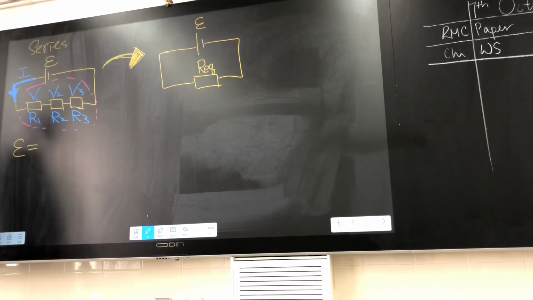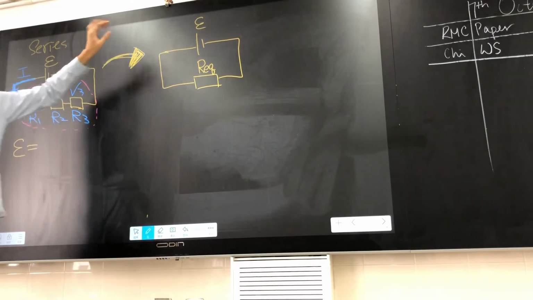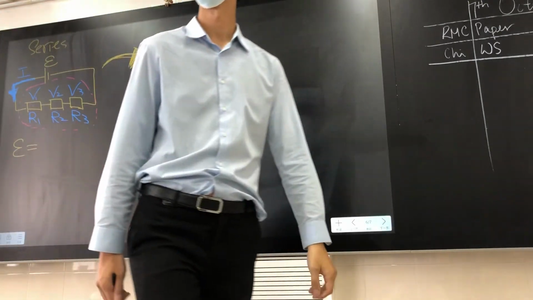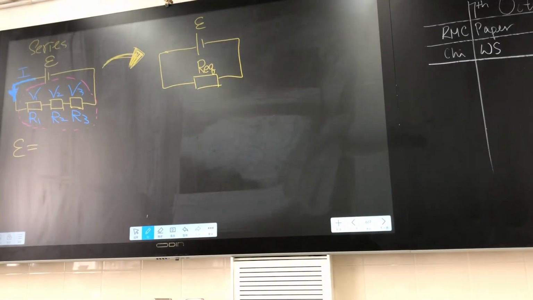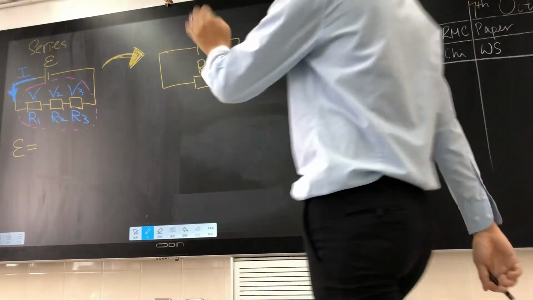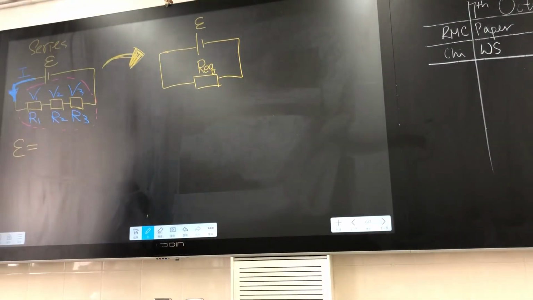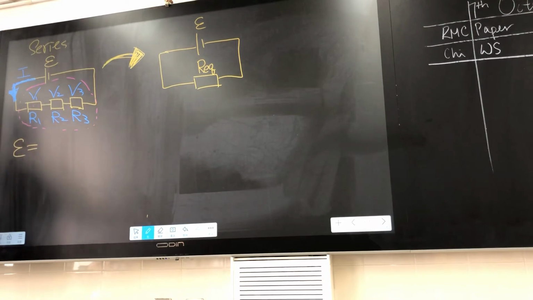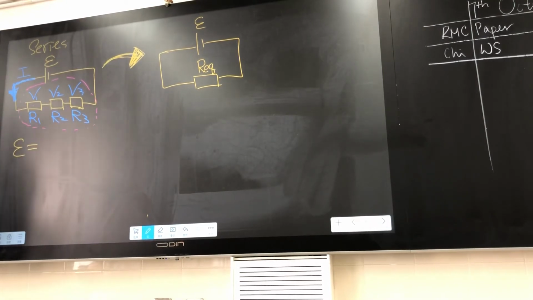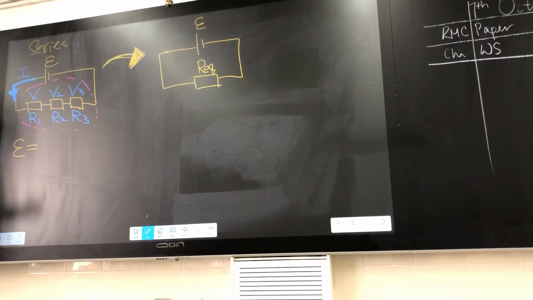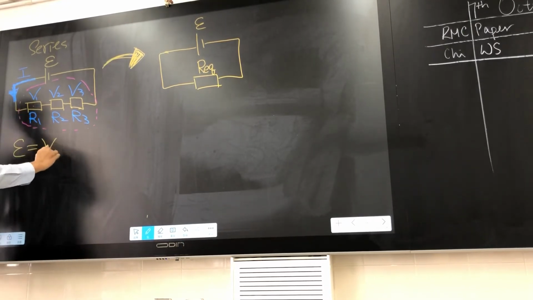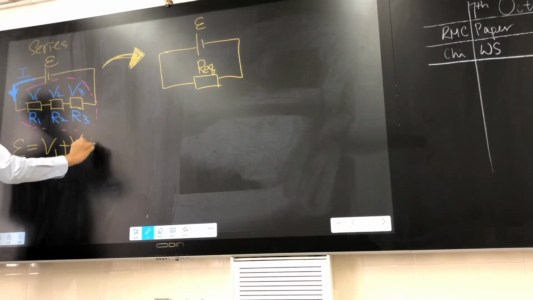We have three resistors, and we want to replace these three resistors with a single one. Okay. So the effect of these two circuits is totally the same. So both the current and the energy consumed don't change. Okay. So in this case, the voltage provided is epsilon, right? So it equals V1 plus V2 plus V3.